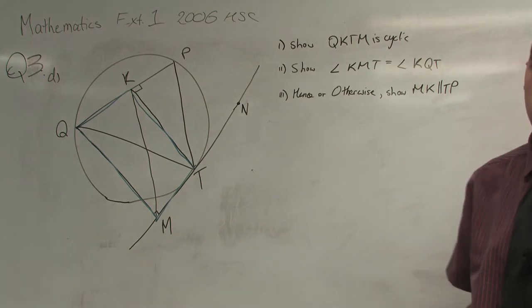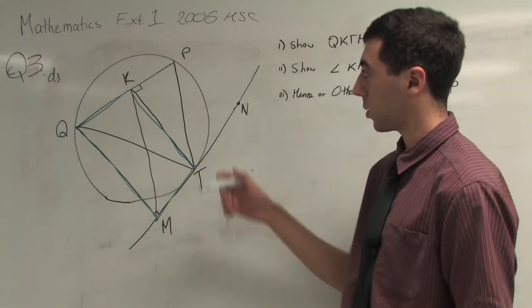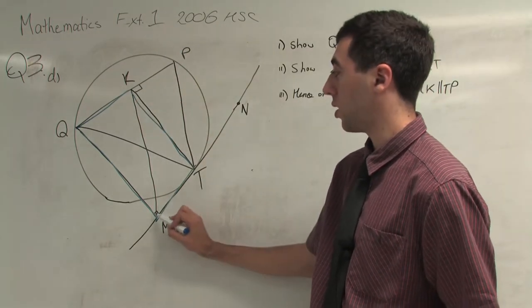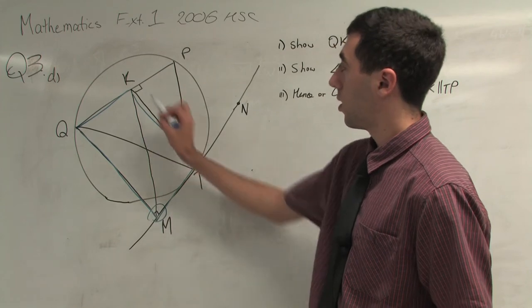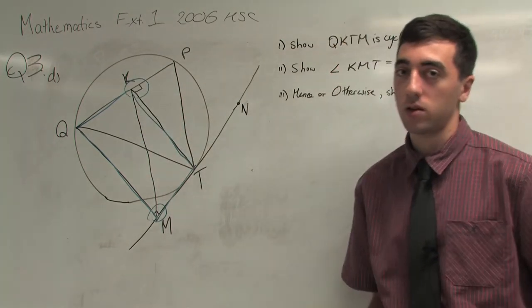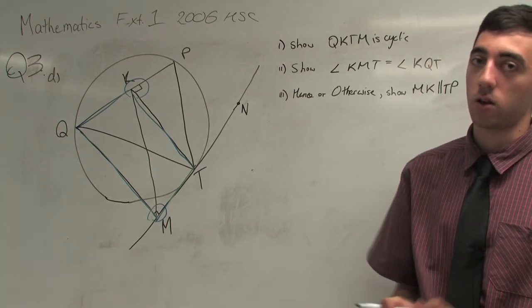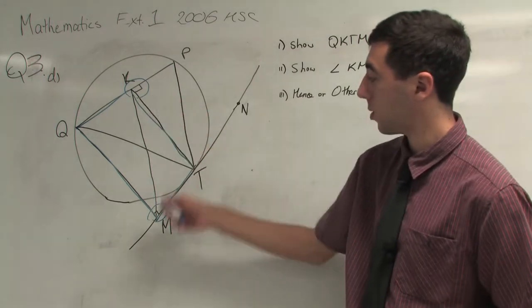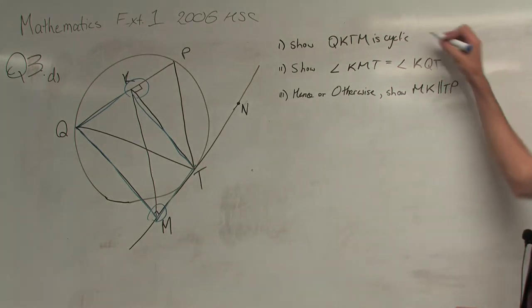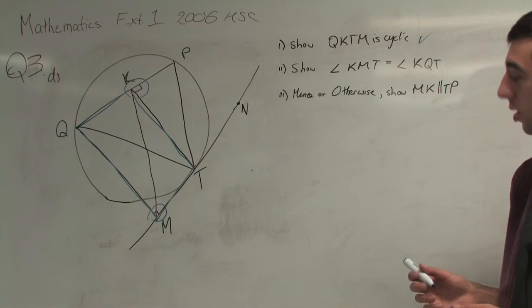So there are various ways to show that there is a cyclic quadrilateral, but the most obvious one here is that there is a 90-degree angle here and a 90-degree angle here. So this is actually the theorem that the exterior opposite angle is equal to the opposite interior angle of a cyclic quadrilateral. So since these two are true, we can say safely that QKTM is a cyclic quadrilateral. Okay, so the next part.